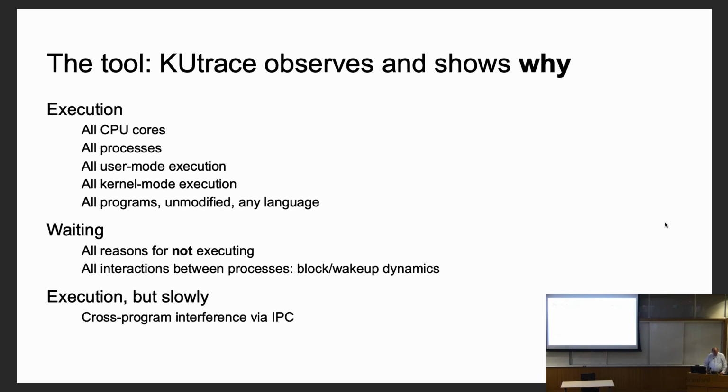So there's three things that you can do. You can do execution, everything that is going on. You can do waiting, keeping track: when something gets unblocked, that's the key moment. You go look at what unblocked it. That's what it was waiting for, always. So if the disk interrupt handler unblocked it, it was waiting for disk. If it unblocked inside of futex, it was waiting for a lock.